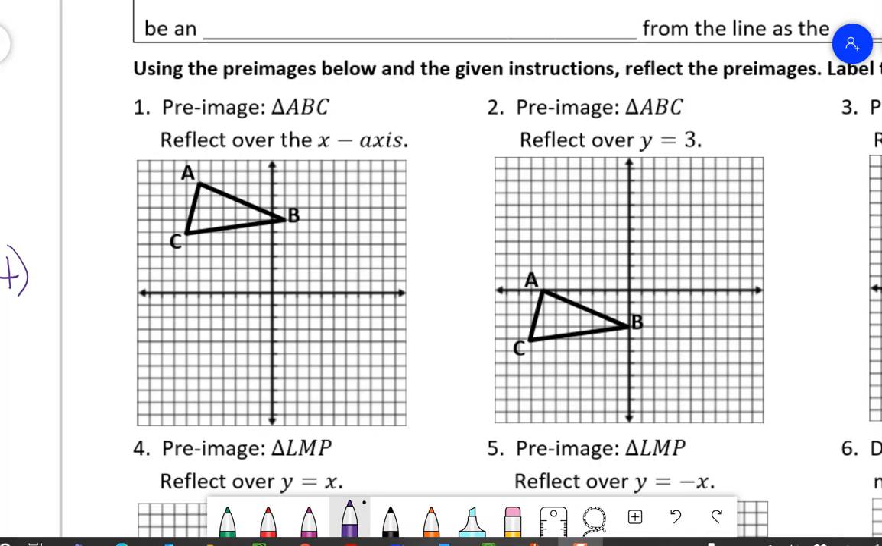Reflections: you are going to pay attention to what you are given as your reflection line, and you are then going to make sure you graph it and then count how far away you are from it, either above or below, left to right of it. And sometimes half of it's on one side, half of it's on the other. And then you're going to graph your points.